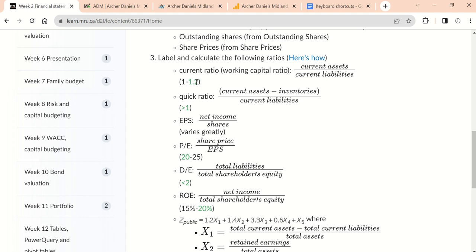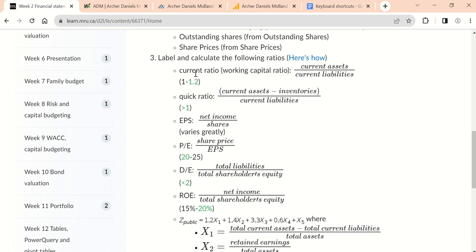And the green says which side is better. So in this case, the current ratio, most of them are better if they're bigger. But some of them, like the price earnings ratio, it's better if it's smaller. Similarly with the debt to equity, it's better if it's smaller.